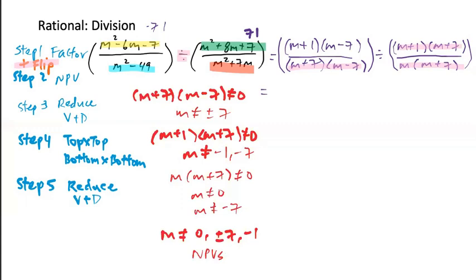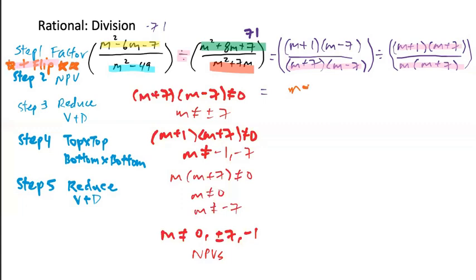Now, step 3, we need to reduce vertically and diagonally. Oh, sorry, I forgot to flip. Dangerous. So now, let me flip this. So don't be like me, okay? Don't write it in here. So if I were you, I would put a star. So make it stand out, okay?